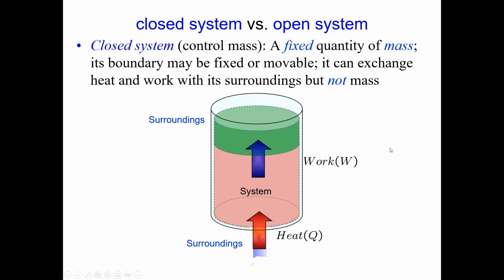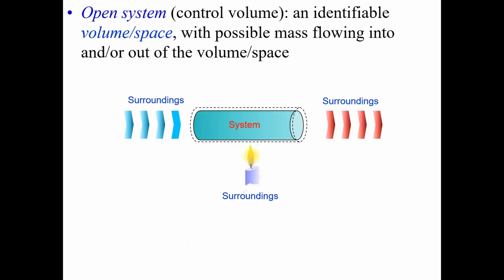The second type of system is an open system. An open system is also called a control volume, which is an identifiable volume or space with possible mass flowing into and or out of this space.